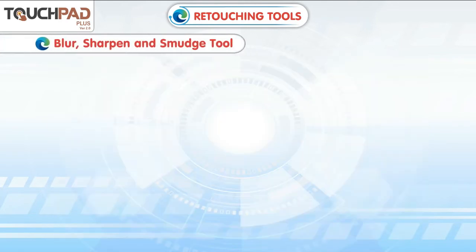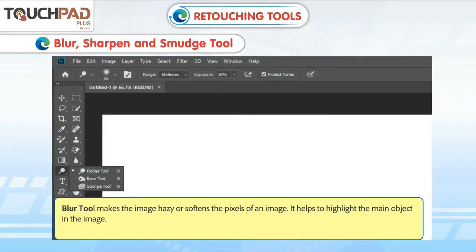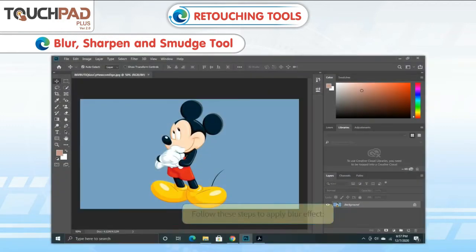Blur, Sharpen and Smudge tool. The Blur tool makes the image hazy or softens the pixels of an image. It helps to highlight the main object in the image. Follow these steps to apply the blur effect.